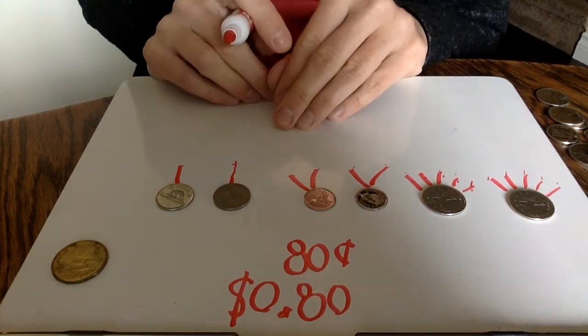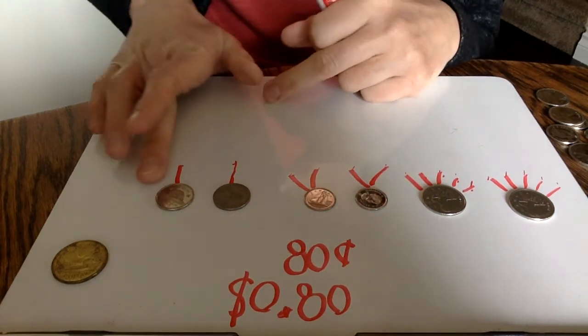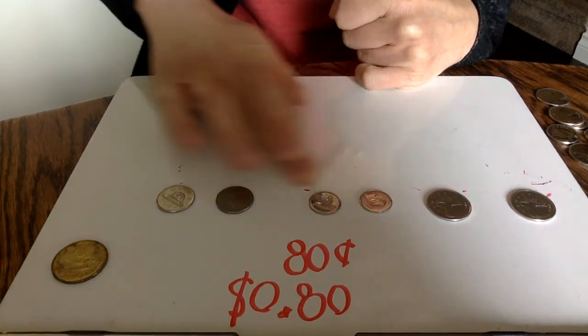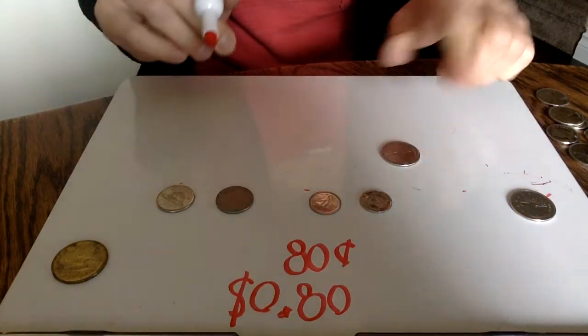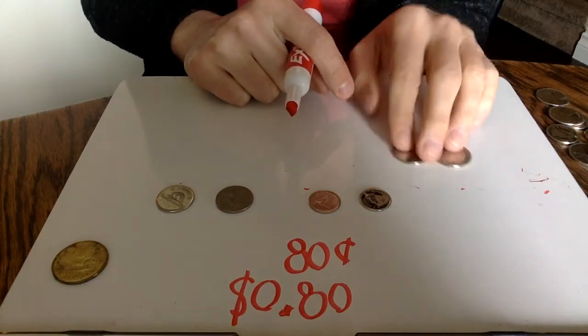Keep practicing counting by fives. When you get better at this, you don't need to draw the hair anymore. Watch what happens. You're just going to remember. Eventually, you'll just remember that 25 cents and 25 cents are just going to equal 50.